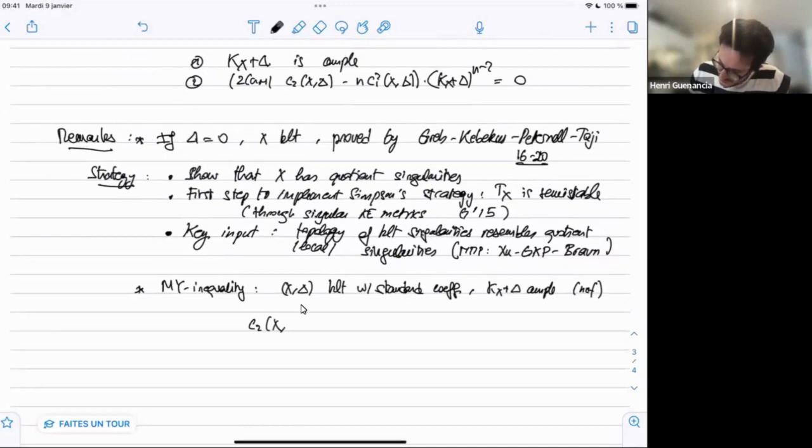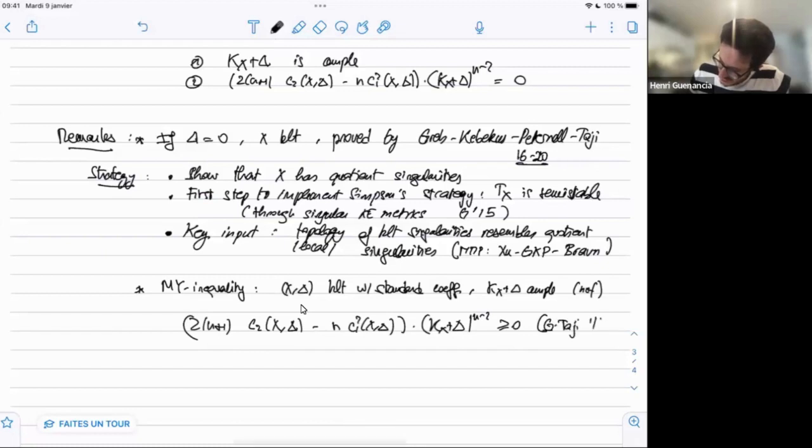Then 2n plus 1, we have the inequality that you expect. Okay, and that was proved by myself and Taji in 2016. Here again, just like in the smooth case, we have a very general inequality for orbifold pairs. And the equality case specializes to ball quotients.